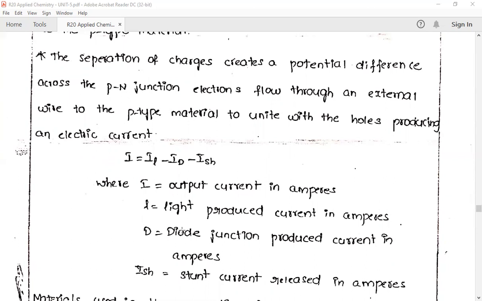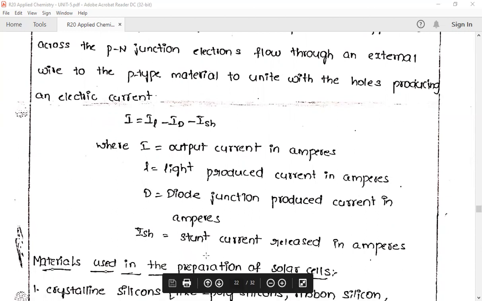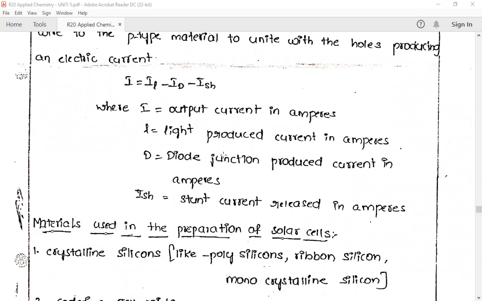Shunt resistor or shunt current means the current produced by a solar cell is equal to the current produced by the source minus the current that flows through the diode minus the current that flows through the shunt resistor. The amount of photo-generated current IL increases slightly with an increase in temperature.